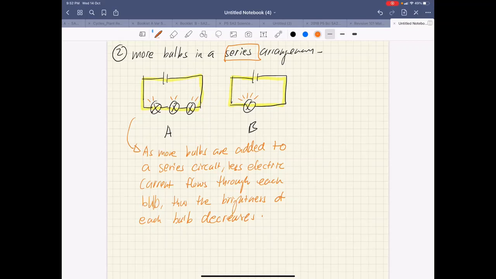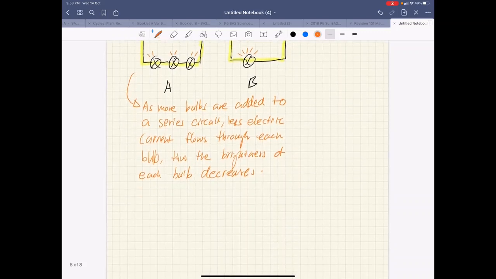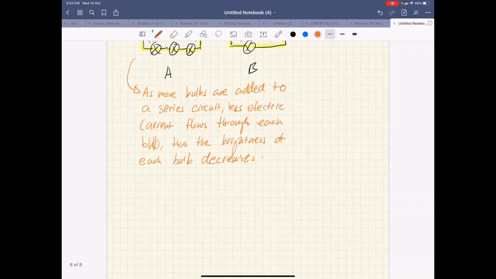Now, however, we are going to a new area. What if you add more bulbs in a parallel arrangement? Now, that is a totally different ball game altogether. When you add more bulbs in a parallel arrangement, the brightness does not change at all. It remains the same. Okay?